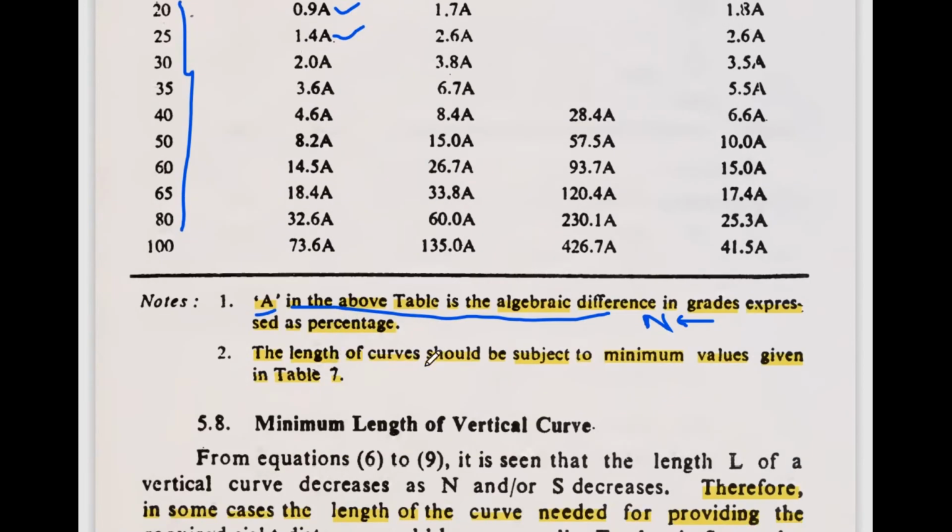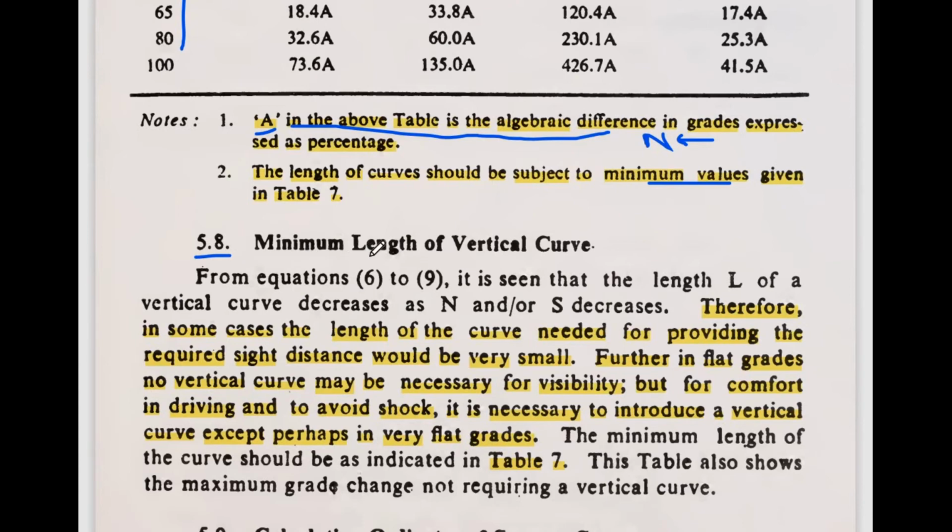And in the second point they have mentioned that the length of curve should be subjected to minimum values. So what is the minimum value of curve? We'll see now. In 5.8 they have talked about the minimum length of vertical curve. Here they have said that the value of L depends upon N as well as S. We have seen in the formula as well, it depends on N and S. In some cases the length of curve needed for providing the required sight distance would be very small, and further in flat grades no vertical curve may be necessary for visibility, but for comfort in driving and to avoid shock it is necessary to introduce a vertical curve, except perhaps in very flat grades.